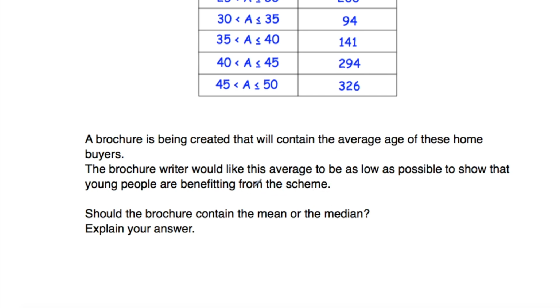Is that right? Should they do that? The question says, should the brochure contain the mean or the median? So we're going to work out the mean, we're going to work out the median, and we're going to find out which one's lower, which one gives you the lowest ages, which one the brochure writer is going to use. Is that right? Who knows?